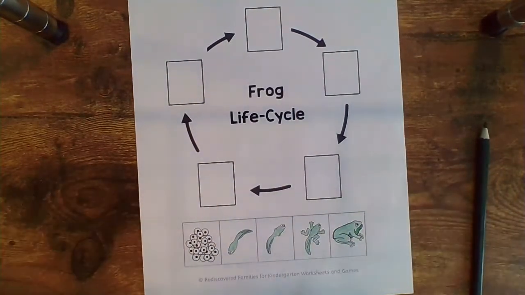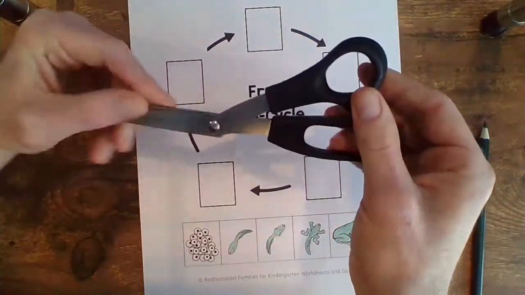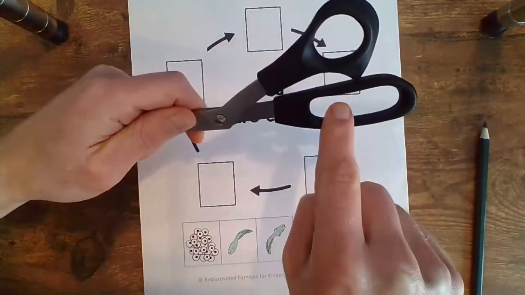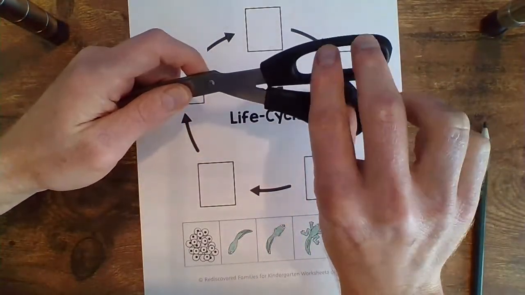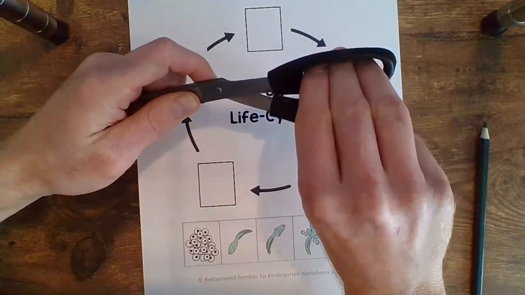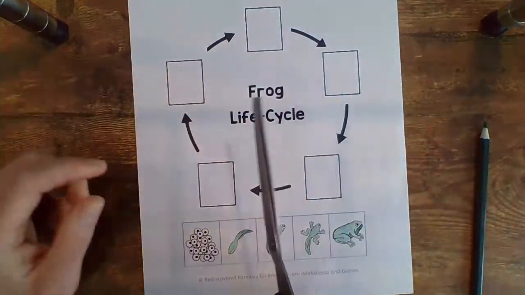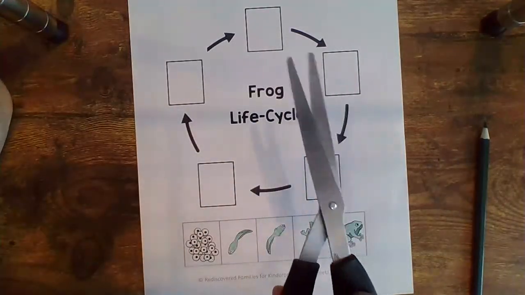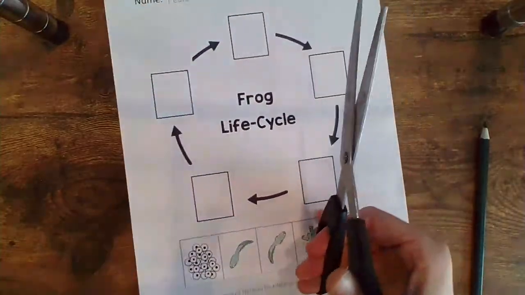So after I color those in, I'm going to get out some scissors. And remember, when we use scissors, there's a small hole and a big hole. Our thumb goes in the small hole, and we put 2 or 3 fingers in the big hole, whichever feels more comfortable. You can do 2 fingers or 3 fingers. And when we use scissors, we always point them away from us. We don't point them towards our body. We point them away from us.